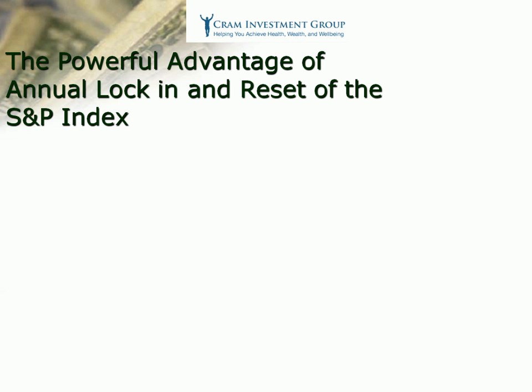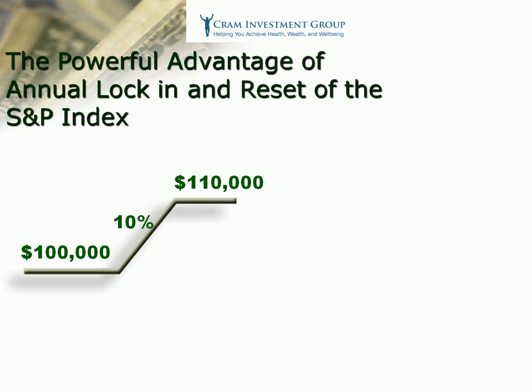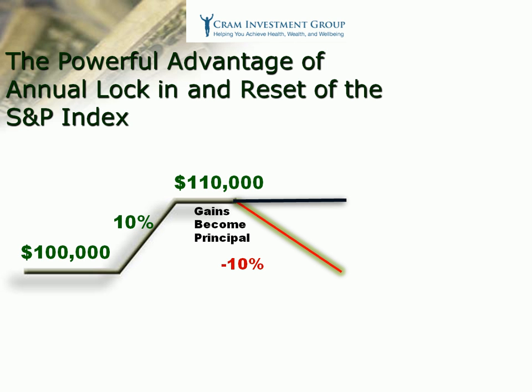Well, let's take a look at this idea of annual lock-in and reset of the index so you understand how this works. So let's assume we could put $100,000 into this product and that the very first year the market returned a 10% return. Well, we would have earned then $110,000. That $10,000 would be added to our account and would become our new principal. So now we can't lose that principal. So if in the following year the market went down 10%, we're not going to lose any money. We're going to just stay at $110,000.